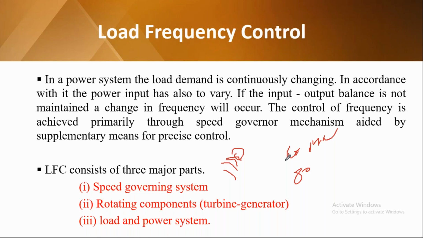Next, the control of frequency is achieved primarily through the speed governing mechanism, and this type of speed governing mechanism we can use and we can see in the thermal power plant. Why? Because this type of speed governing system we are using in the input to the turbine. Why? Because see here, the turbine should be rotating by what steam is entering the turbine blades.